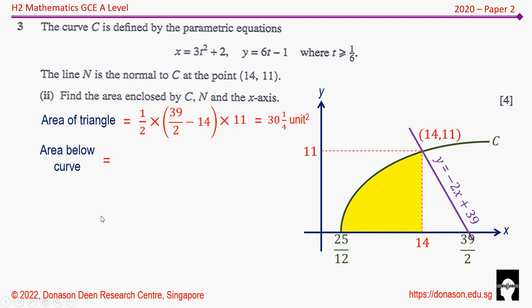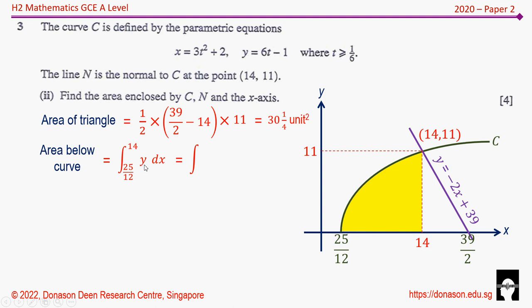So for the area below the curve, we know that we need to integrate from 25/12 up to 14, because this particular yellow region is only between this value of x and this value of x. And of course the height would be y, and for the thickness we take a small thickness of dx. So y integrated with respect to x, taken from 25/12 to 14, would give you this area.